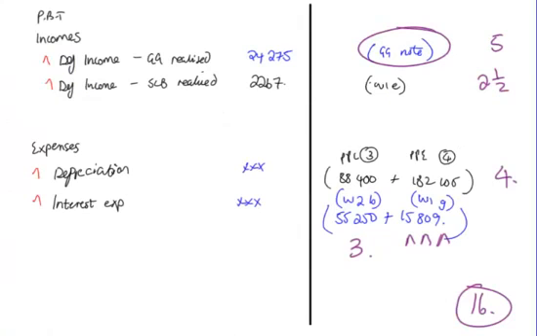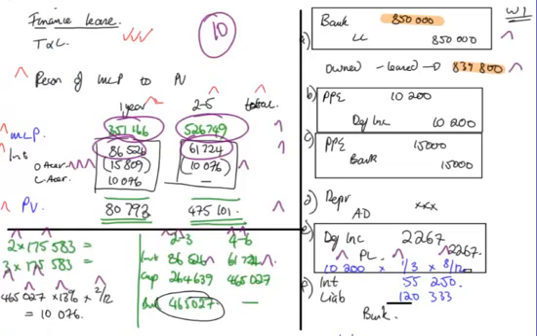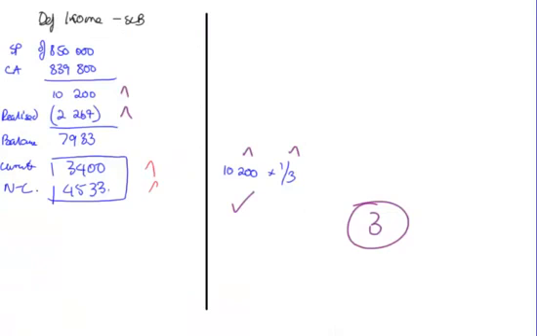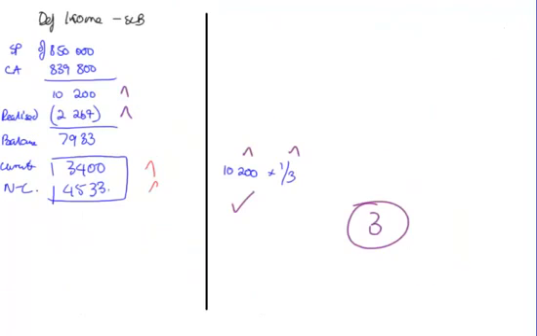1, 2, 3, 4, 5, 6, 7, 8, 9, 10, 11, 12, 13-ish. Let's make that a maximum of 10. So we've got 51 marks there.